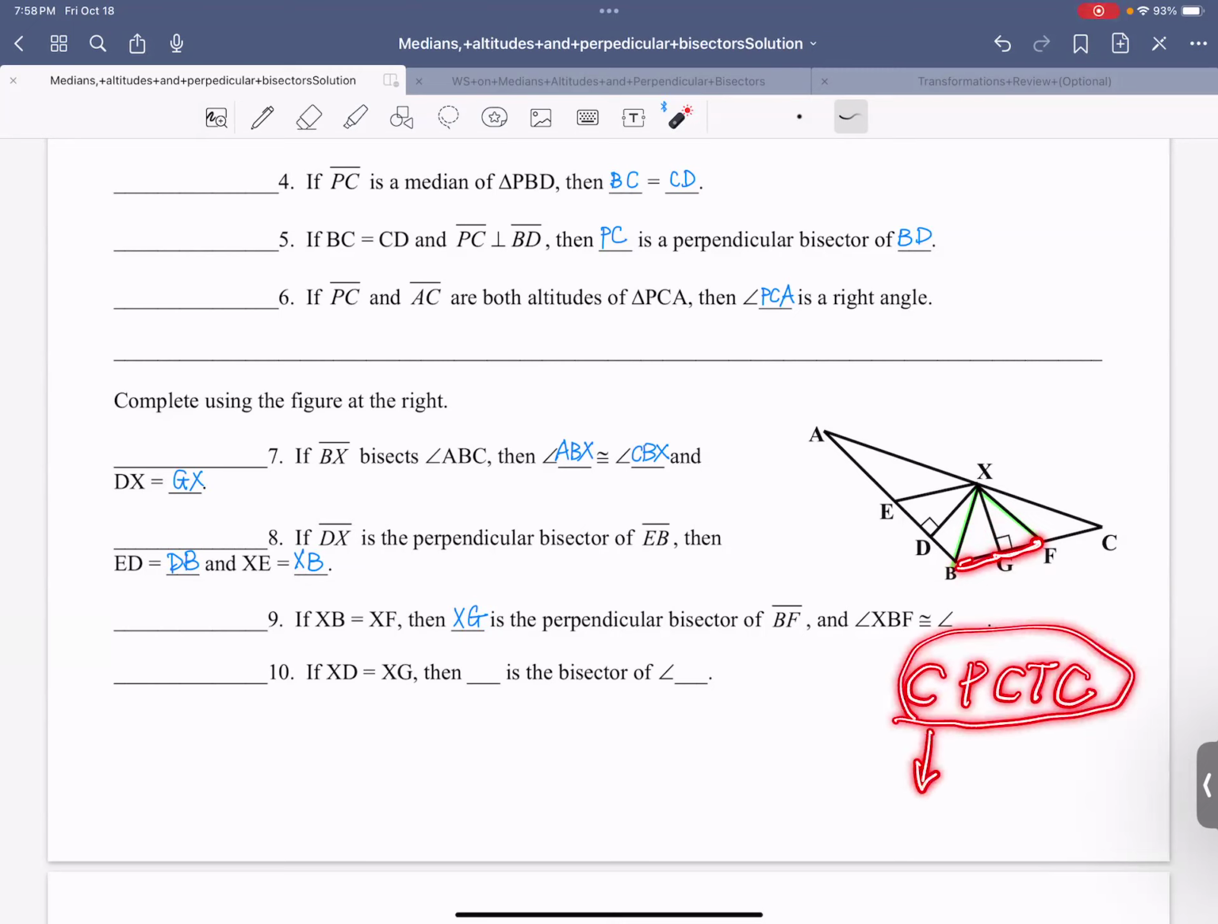Do you know what each letter represents? Corresponding. Say it with me. Corresponding parts of congruent triangles are congruent. You prove the two triangles to be congruent first. Then you can say, oh, these corresponding parts of these two congruent triangles are congruent. Okay? So you prove this to be congruent, and also you prove these two corresponding angles are congruent.